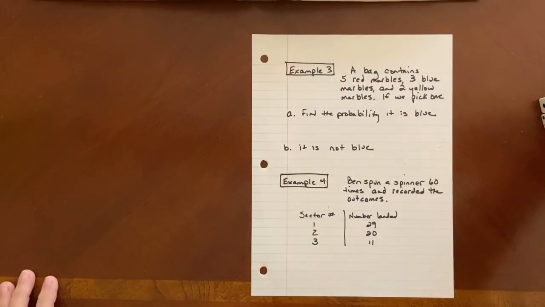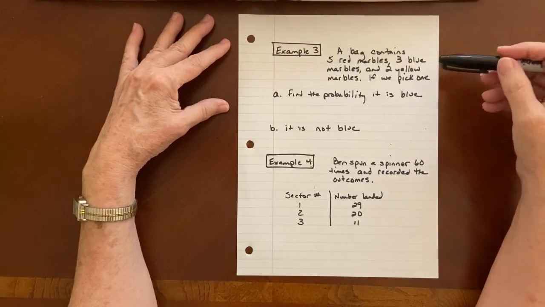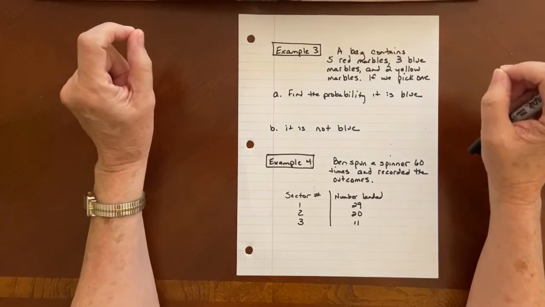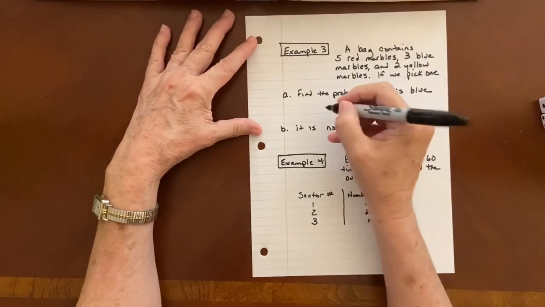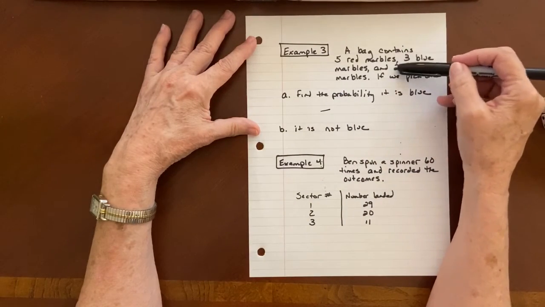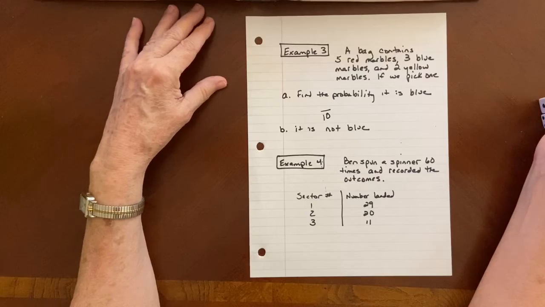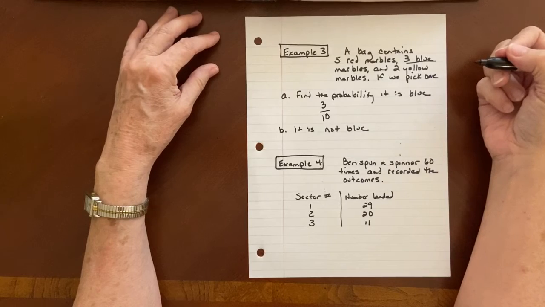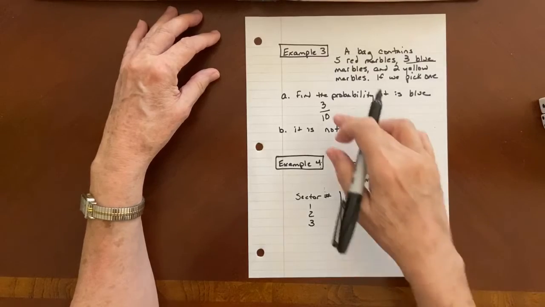Example 3, we're drawing marbles. Okay, a bag contains 5 red marbles, 3 blue marbles, 2 yellow marbles. Suppose we pick a marble from the bag without looking. Find the probability that the marble is blue. So how many chances do I have? I have 5, 6, 7, 8, 9, 10. So I have 10 total marbles. How many are blue? 3. So the probability that it is blue is 3 out of 10. Right? So if I drew 10 times, I would probably get a blue one 3 times.